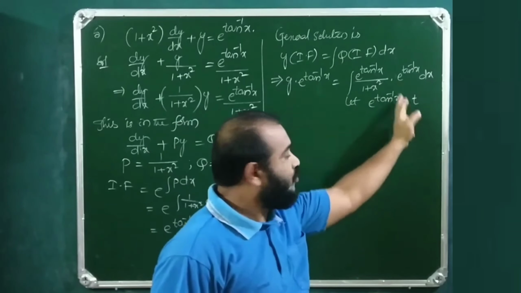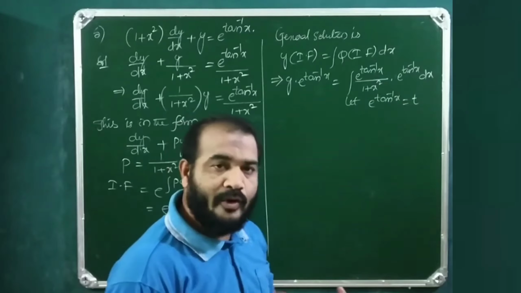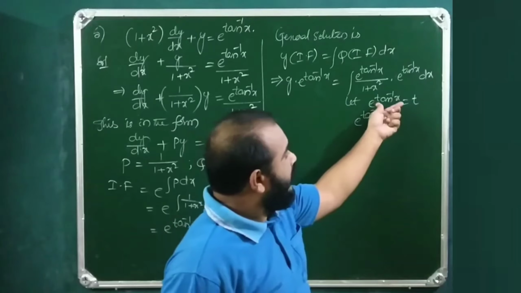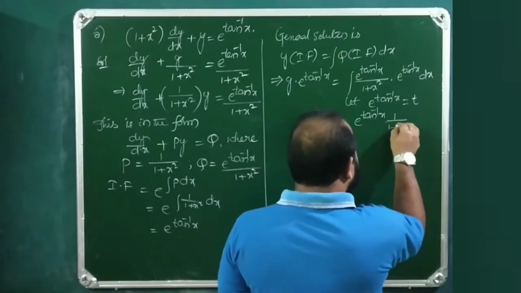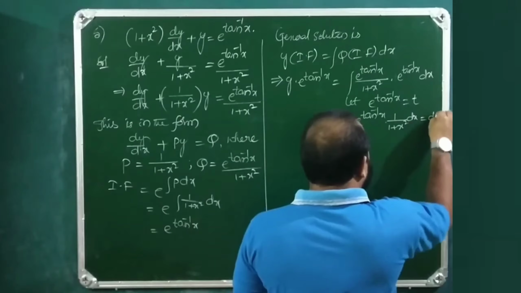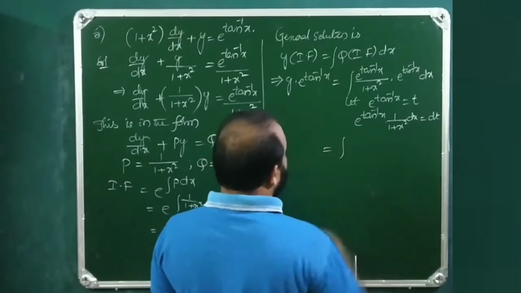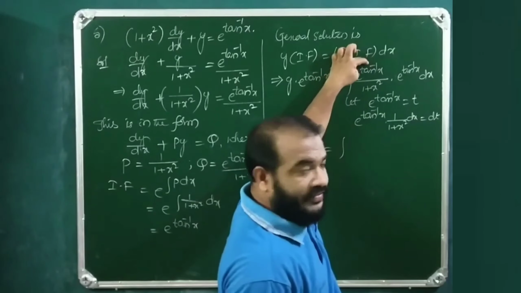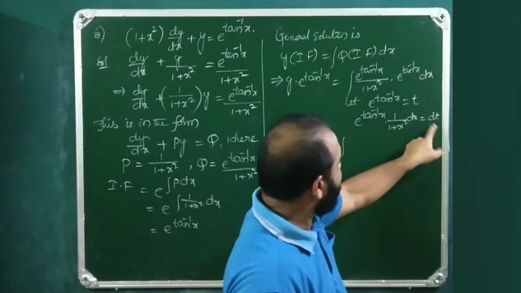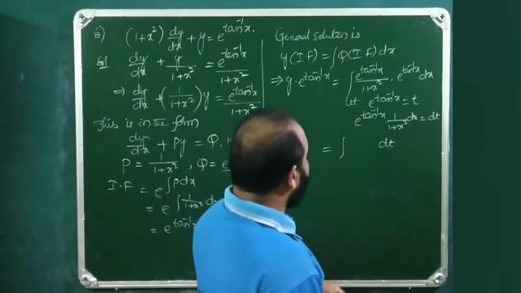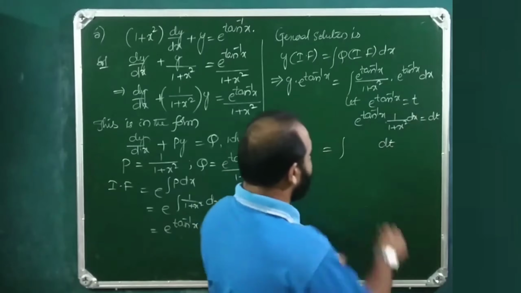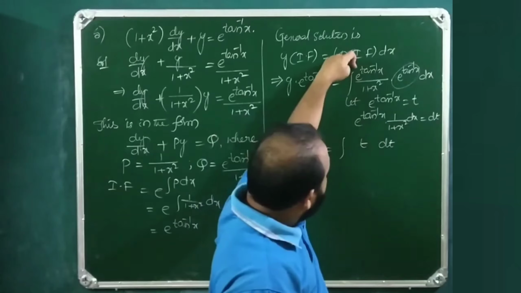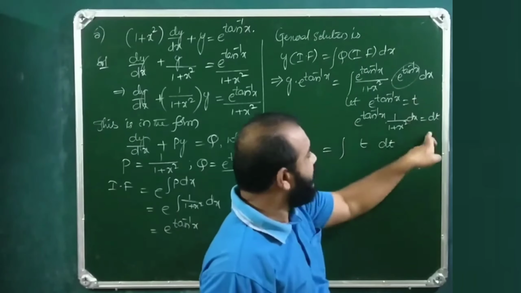Let us suppose tan⁻¹x to be x. d/dx of e^x is e^x itself. So e^(tan⁻¹x) times d/dx of tan⁻¹x, which is 1/(1 + x²), dx is equal to dt. So this is the integral of e^(tan⁻¹x)/(1 + x²) dx times e^(tan⁻¹x). The e^(tan⁻¹x)/(1 + x²) dx is dt, and e^(tan⁻¹x) is t.